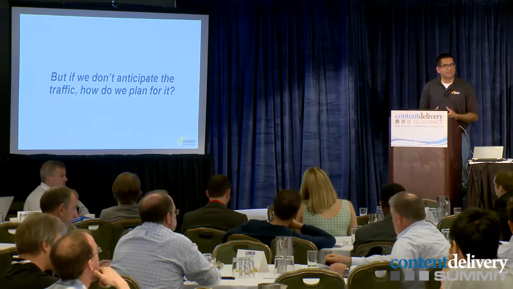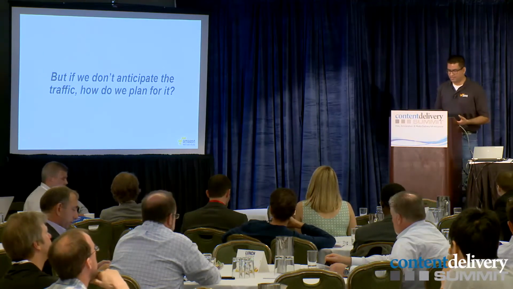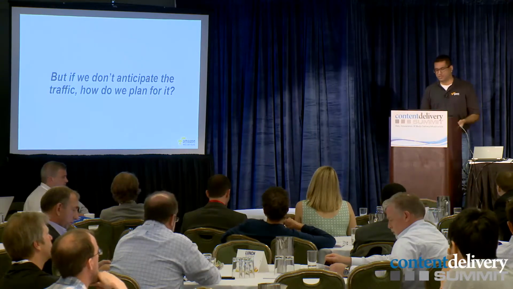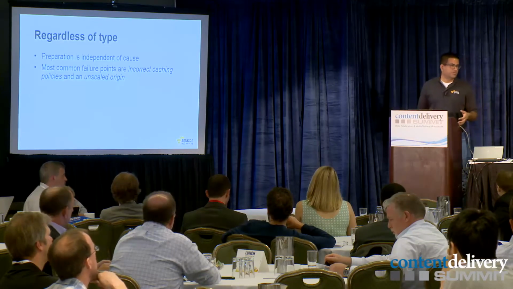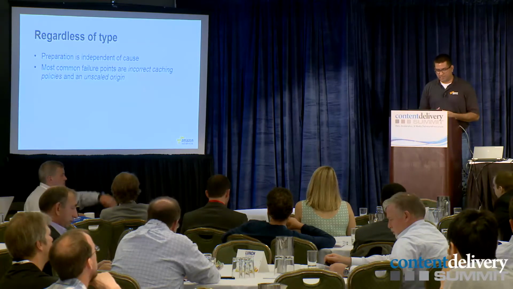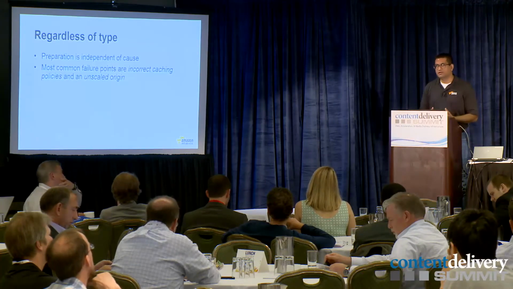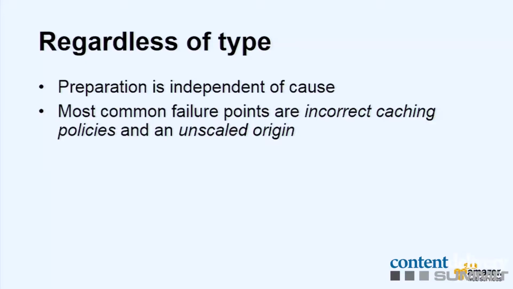That begs the question: if you don't anticipate the traffic, how do you actually plan for that? The biggest thing I'd like you to take away from today's session is that the steps you need to take to prepare for handling a traffic spike should be independent of the type of spike, whether it's anticipated or not. The most common failure points that I have seen when I've talked to customers are incorrect caching policies or an unscaled origin. So that's where we'll spend most of our time today.